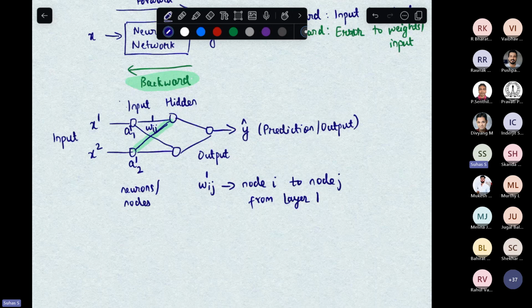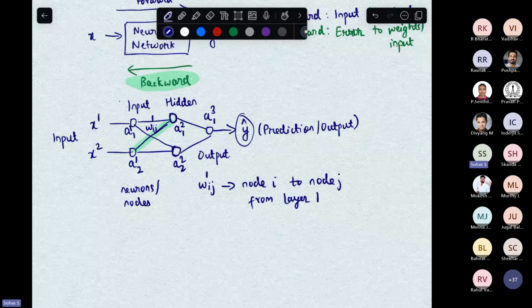And similarly, I can denote the hidden layer by the notation A12, which is the first node of the second layer, and A22, which is the second node of the second layer. And finally, we have y hat, which is the output. You could call it A13, but it's just simpler to call it y hat. So this is the notation we're going to follow.